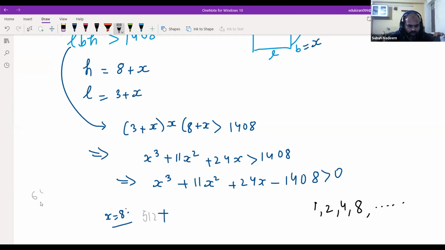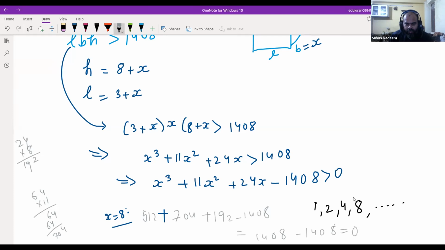So 64 into 11 you will do 64, 64, 704, plus 24 into 8, 192, minus 1408. So this will become 8, 9, 10, 1 carry, 7, 1, 8, 9, 5. So x is equal to 8 is a 0 of this.